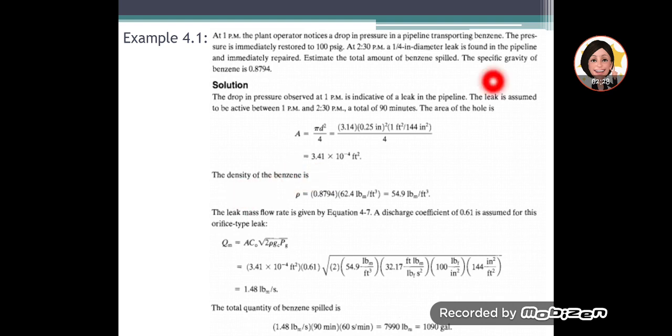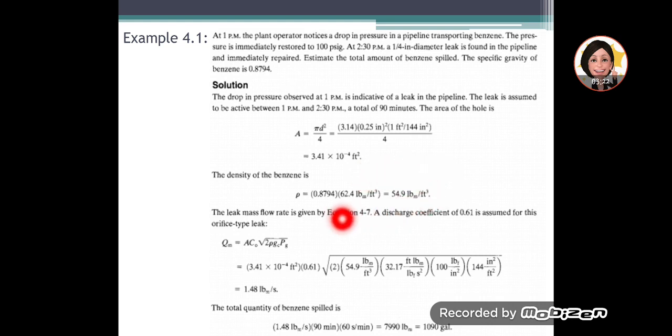Then the density of benzene. If you notice in the question, we are given specific gravity. Specific gravity is a ratio of the density of a component, in this case benzene, against water. So the ratio of the density of benzene to water is 0.8794. To get the actual density of benzene, we multiply this specific gravity by the density of water. This value is also fixed, 62.4 for this unit. For different units, there's a different fixed value, and you can find this in the appendix of the book. That's how we get the density of benzene.